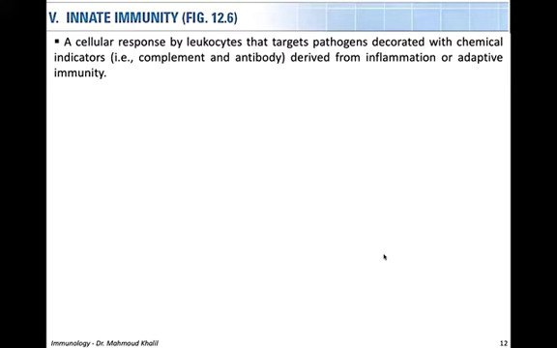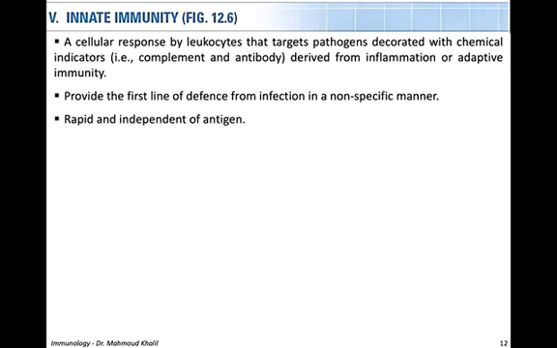So innate immunity is a cellular response by leukocytes, white blood cells, that targets pathogens. That cellular response is usually decorated by chemical indicators like complement and antibody, as we said in the last lectures, and these are derived from inflammation or even the adaptive immunity. This innate immunity provides the first line of defense from infection in a non-specific manner. It is rapid and independent of antigen, which is obvious because it's non-specific.